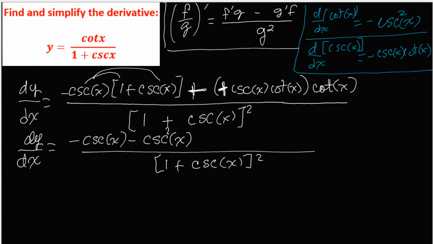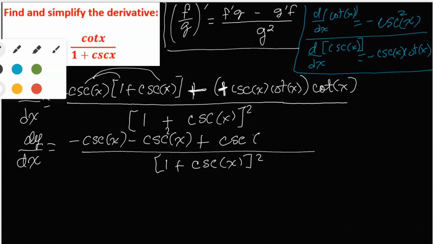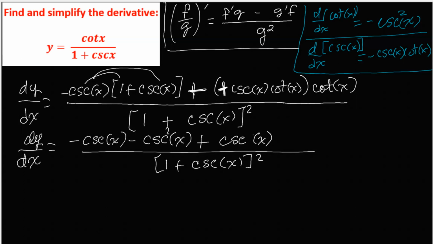So I'm going to write that right there. Cosecant squared x plus cosecant. Oh no, that's not squared. That's just cosecant of x. The square is on cotangent. Cotangent times cotangent is cotangent squared of x.